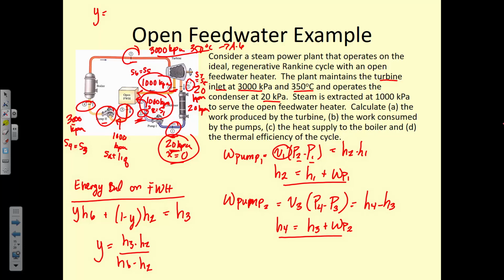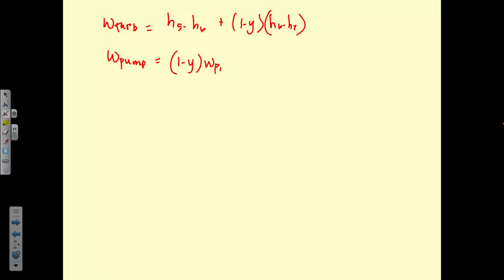And then we use these other equations. The work of the turbine is equal to H5 minus H6 plus 1 minus Y times H6 minus H7. The work of the pumps is equal to 1 minus Y times the work of pump 1 plus the work of pump 2. Qn is equal to H5 minus H4, and then the thermal efficiency is equal to work net, which is going to be the work of the turbine minus the work of the pump, over Qn.